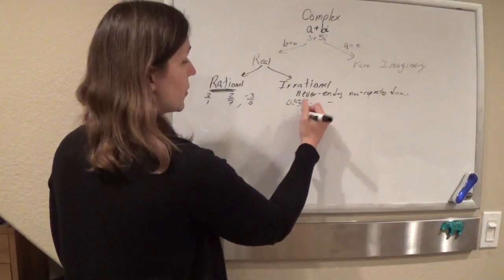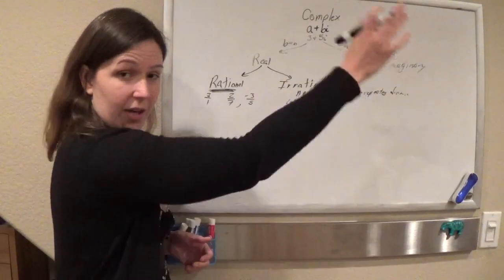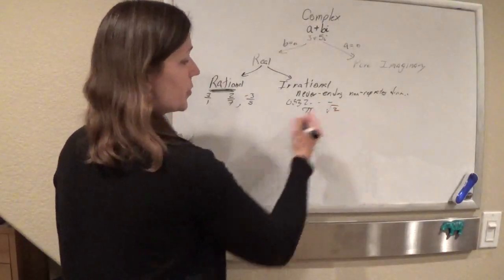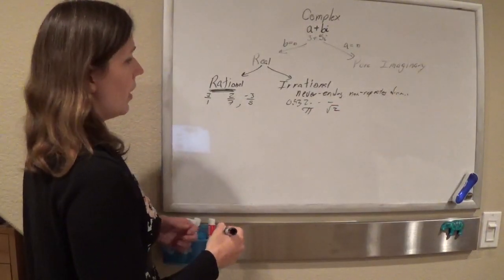So famous examples are pi. Irrational goes on and on forever, doesn't repeat. And square root of 2, that sort of thing.